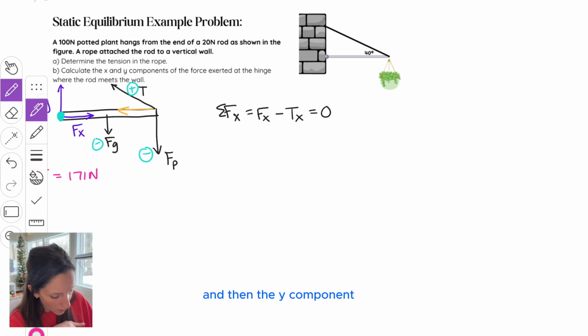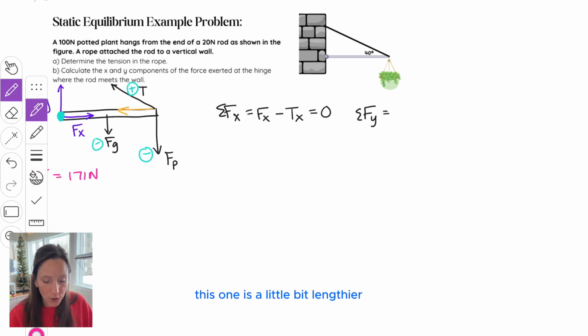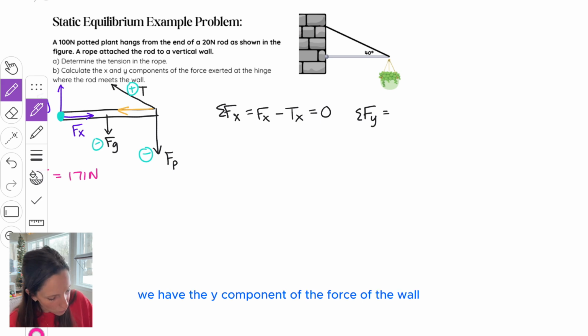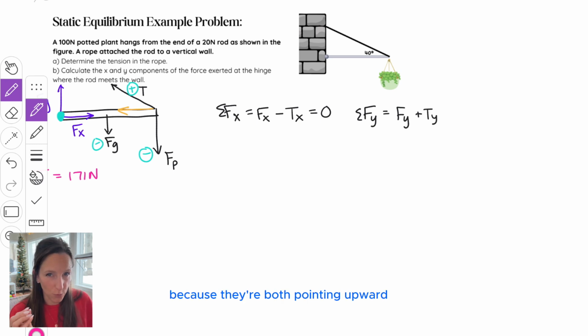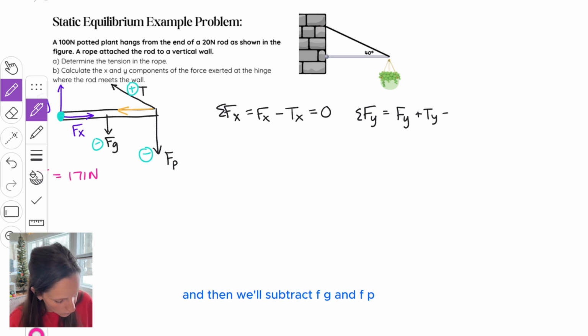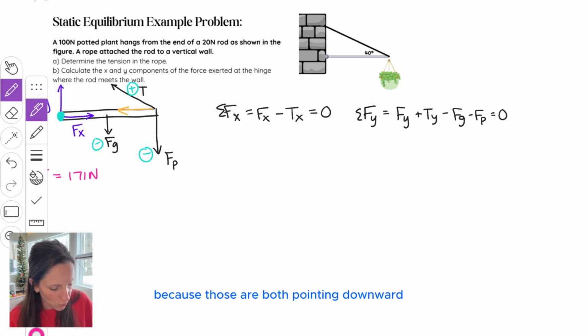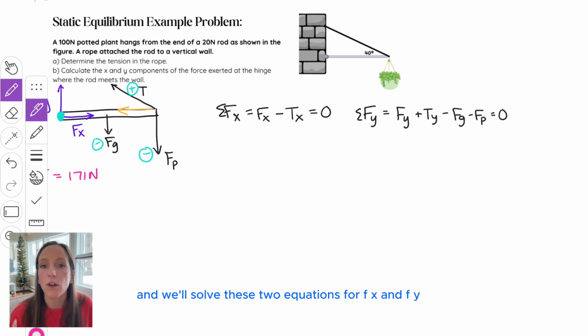And then the Y component, net force along the Y axis, this one is a little bit lengthier. We have more stuff here. We have the Y component of the force of the wall and the Y component of tension. Those are both positive because they're both pointing upward. And then we'll subtract FG and FP because those are both pointing downward. And we'll solve these two equations for Fx and Fy.